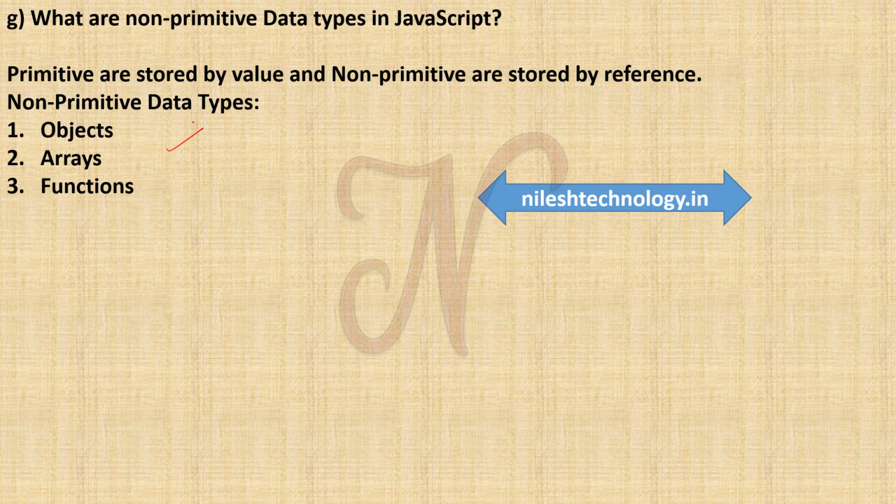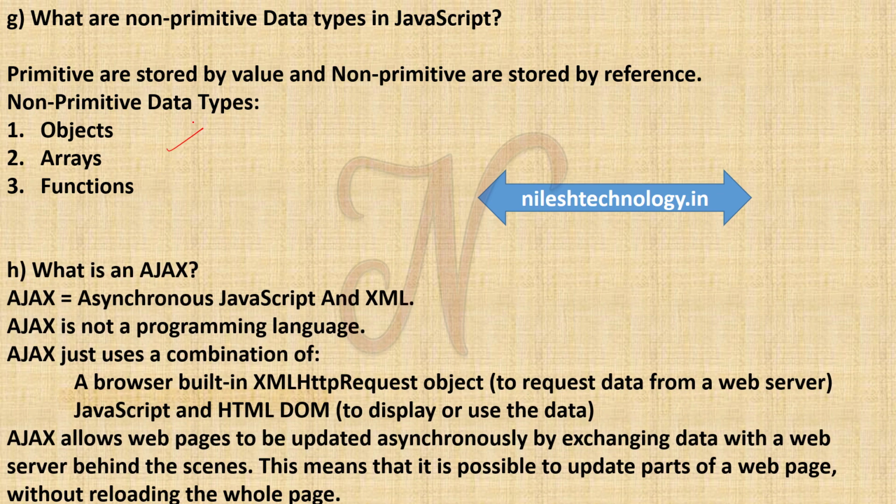Then, what is AJAX? AJAX is Asynchronous JavaScript and XML. It is not a programming language. It uses a combination of the XMLHttpRequest object plus JavaScript and the HTML DOM. AJAX allows a web page to update asynchronously by exchanging data with a web server behind the scenes. This means that it is possible to update part of a web page without reloading the whole page.